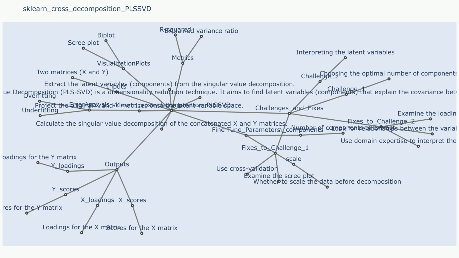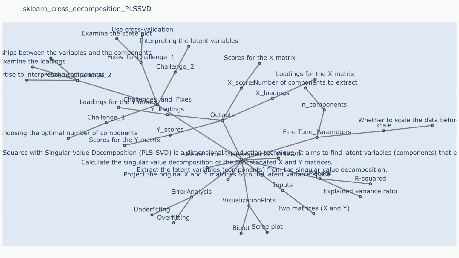Inputs: X, a matrix of predictor variables, N samples, N features X. Each row represents a sample, and each column represents a predictor variable. Y, a matrix of response variables, N samples, N features Y. Each row represents a sample, and each column represents a response variable.